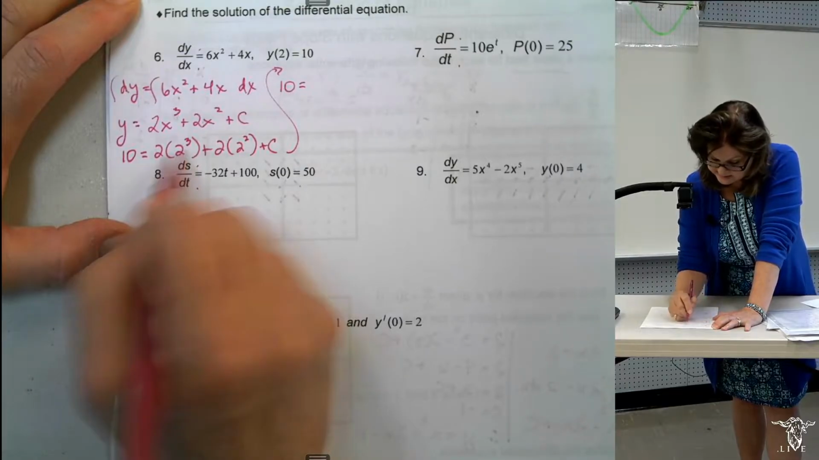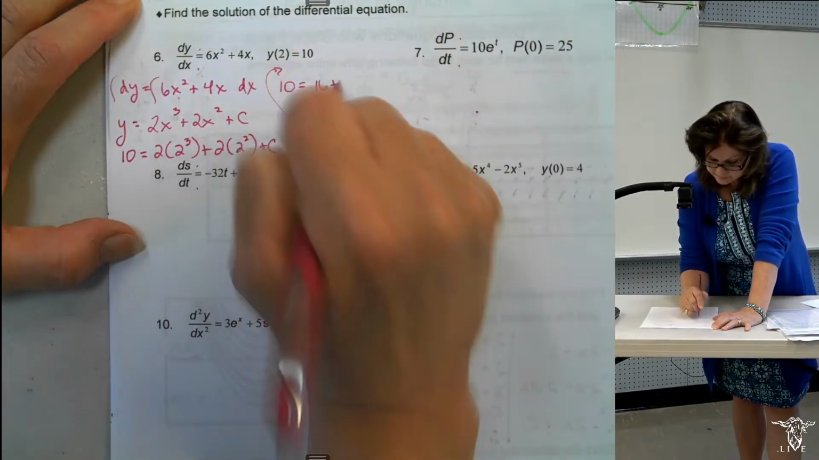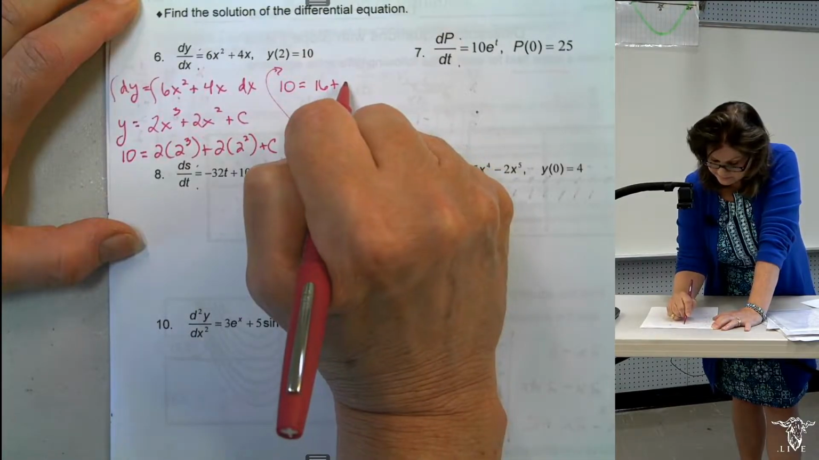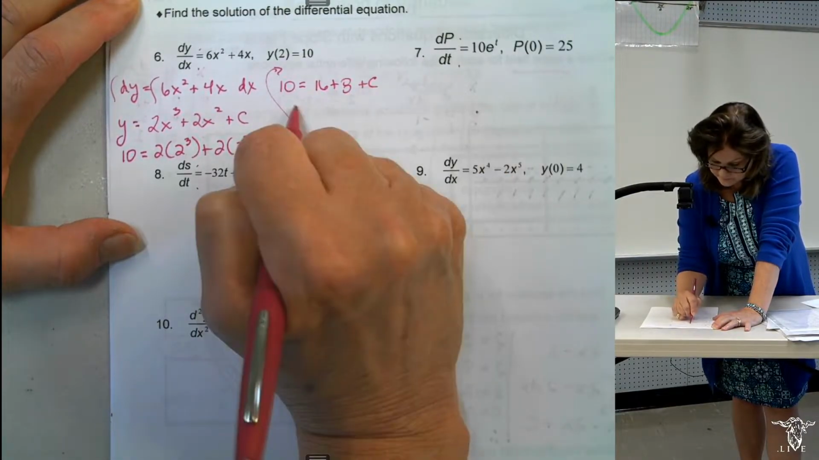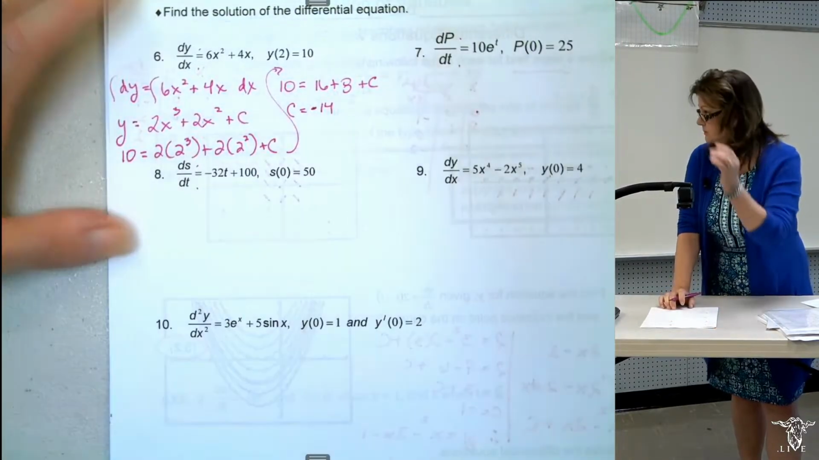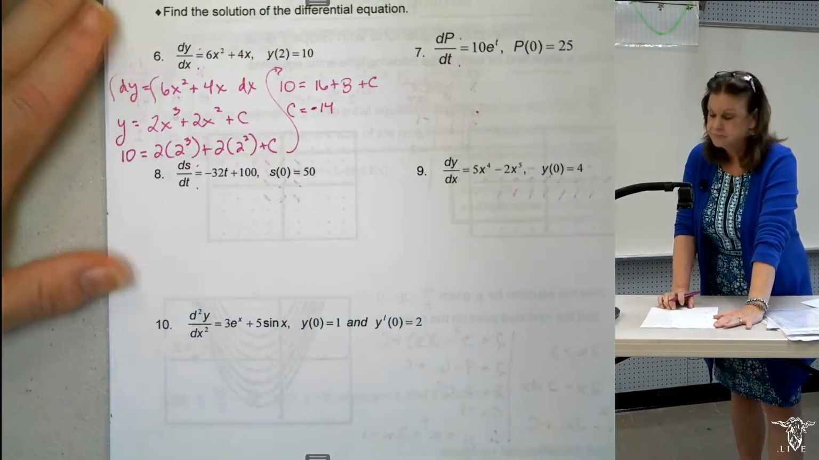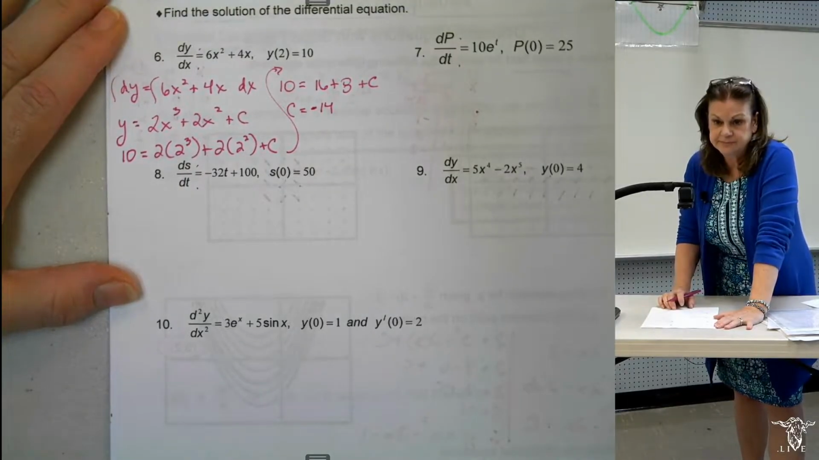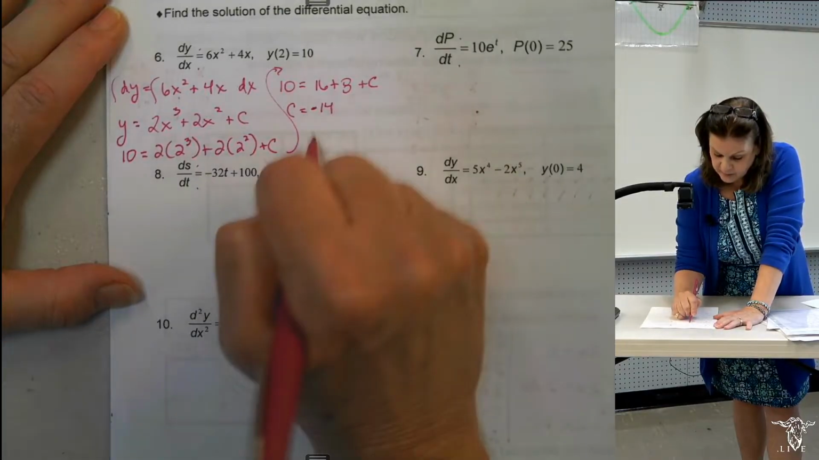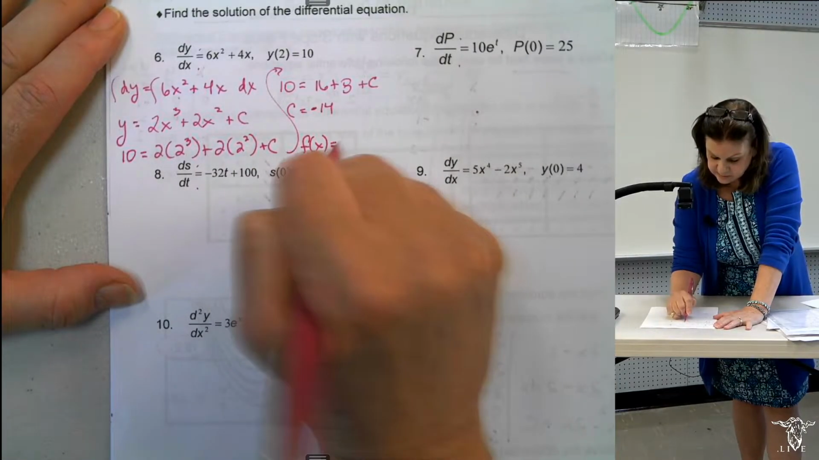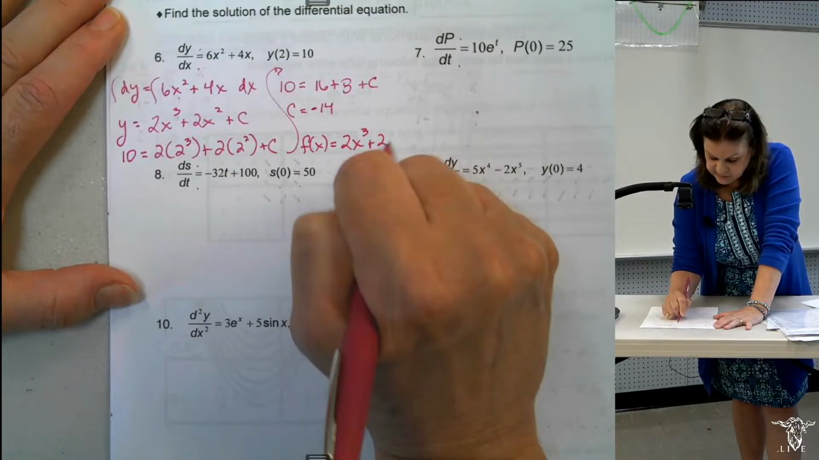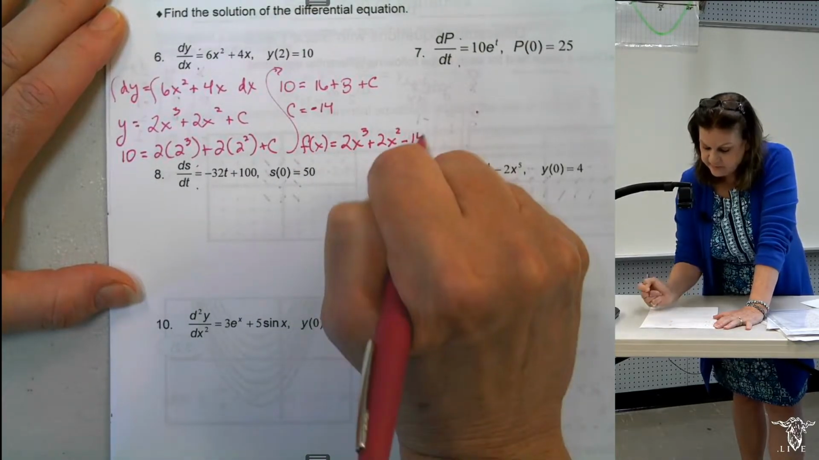2, 4, 8, 16. I'm getting negative 14. See if you agree. Good. Okay, so there we go. Our function is y equals 2x cubed plus 2x squared minus 14.